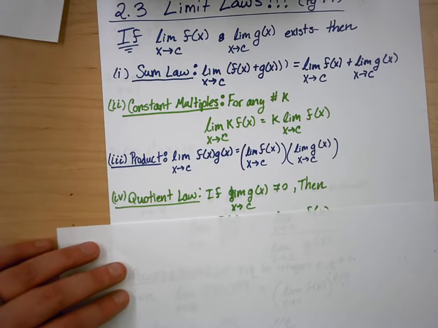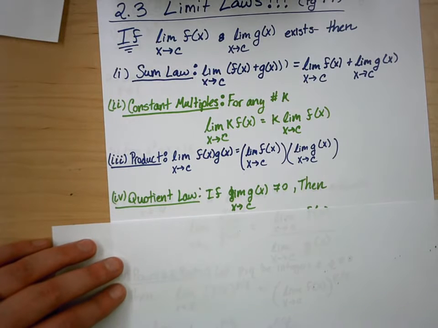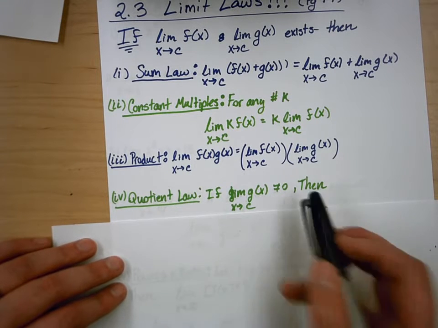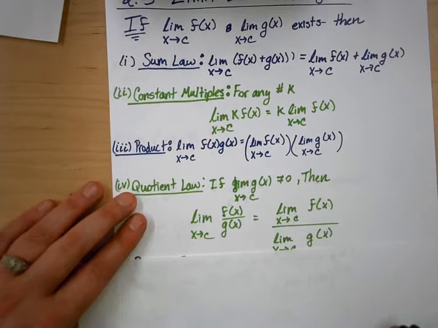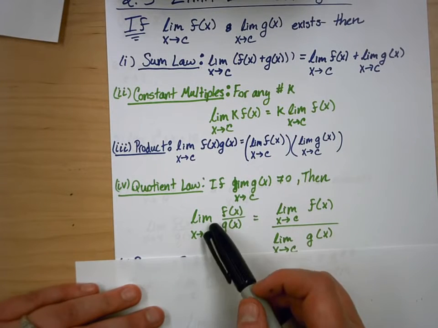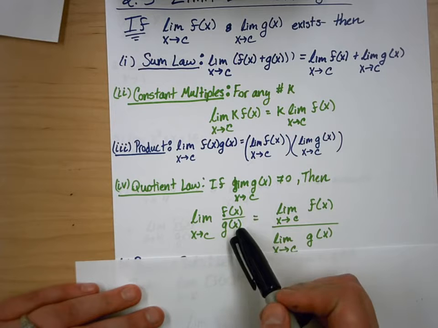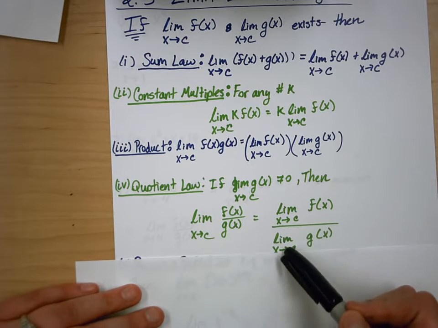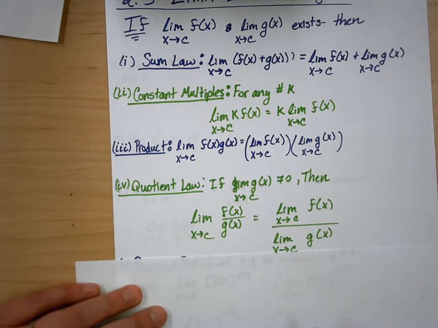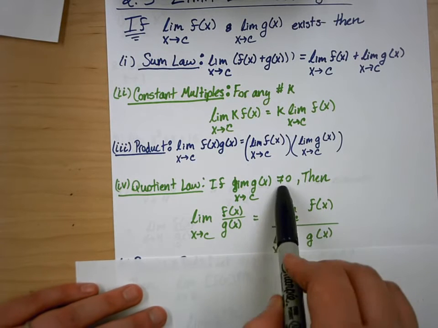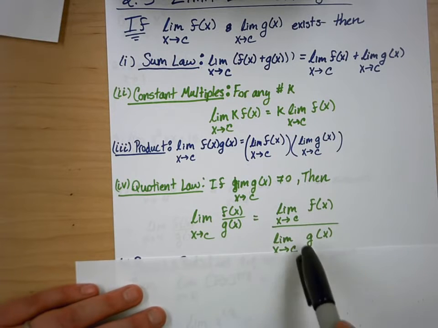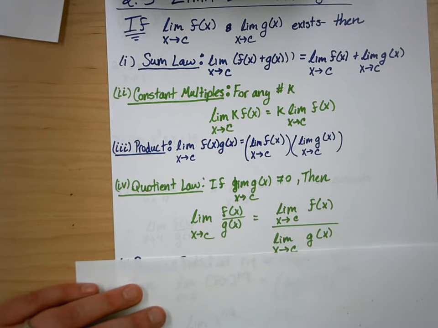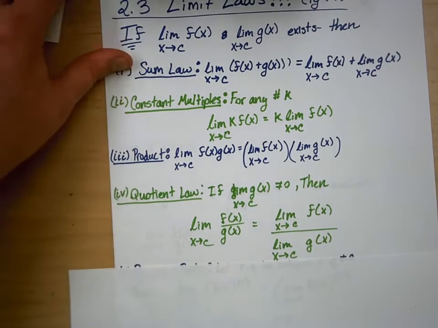Now, we have the quotient rule: if the limit of g of x does not equal 0 as x approaches c, then the limit as x approaches c of f of x over g of x equals the limit of f of x as x approaches c over the limit of g of x as x approaches c. Remember that dividing by 0 is bad, and that's why we have this prerequisite on g of x that it can't equal 0.